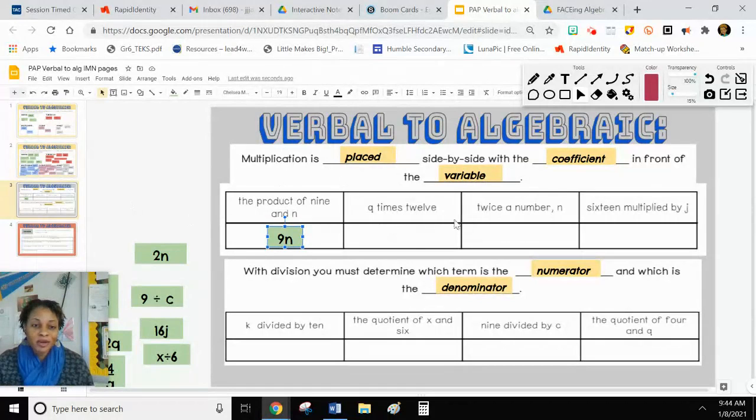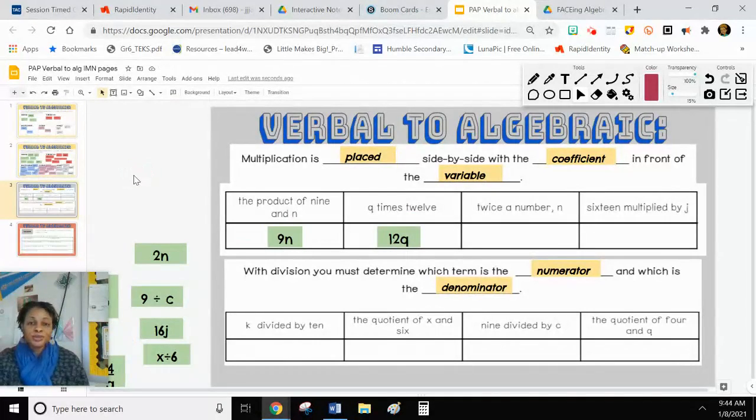Q times 12, okay? So it says Q times 12, but again, we know that we need to have the 12 in the front and the Q in the back. So I'll let you do the rest of those.